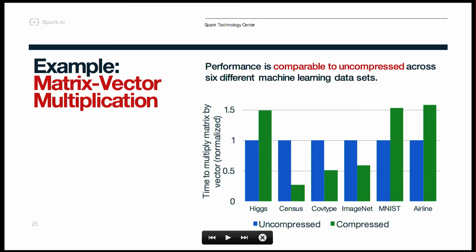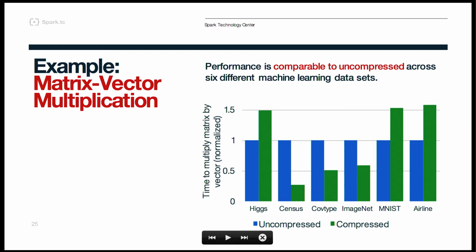Here's a particularly interesting one, matrix vector multiplication. So multiplying a matrix by a vector on the right. This is a very challenging operation because it's very data intensive. But as you can see, we can get this running at comparable speed directly over compressed data compared with running it over the original uncompressed data.